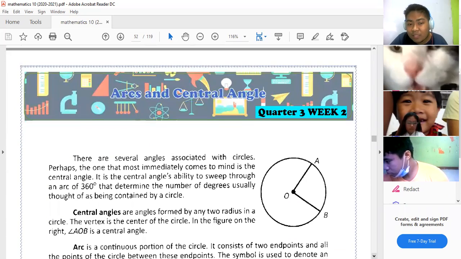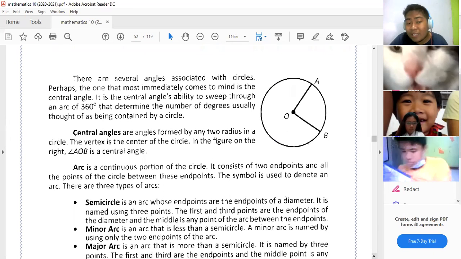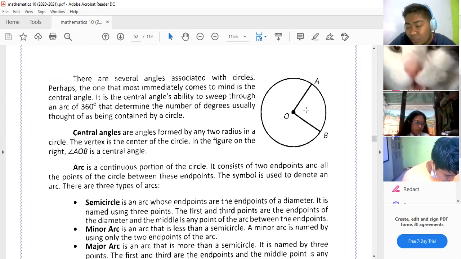So, dito naman tayo sa arcs and central angle ngayon. There are several angles associated with circles. Perhaps the one that most immediately comes to mind is the central angle. When we say central angle, yan yung mula sa gitna na nakaka-create ng isang angle. From the center of the circle, dalawang radius, yan yung nabubuo na central angle. So, central angles are formed by any 2 radius in a circle. The vertex, itong gitna, is the center of the circle. So, ang tawag natin sa gitna, vertex. Okay?